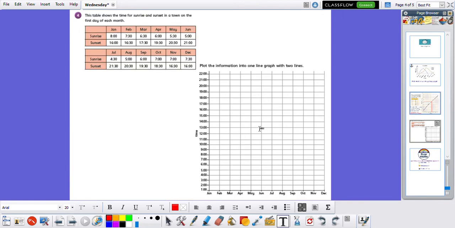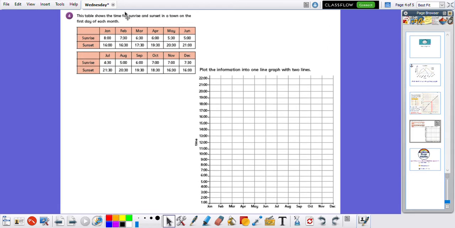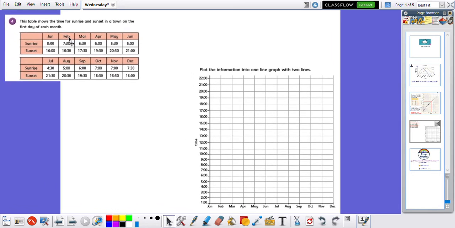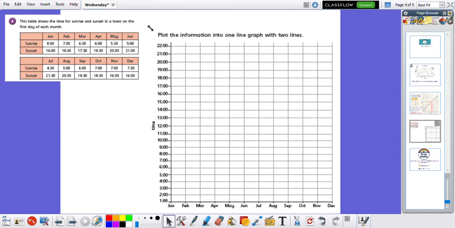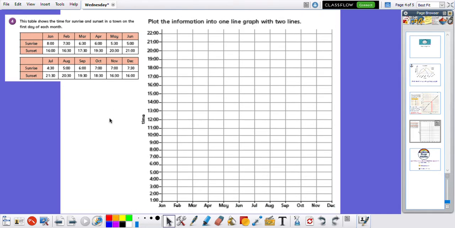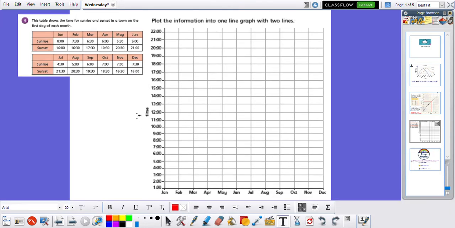This one's a bit trickier. I wanted to make sure I showed you this because it has got two pieces of data represented on this graph. So you're going to need two different lines. You can see you've got sunrise represented and you need to have sunset represented. You need to make sure you don't confuse them when you are plotting them on. This was a platinum challenge today.